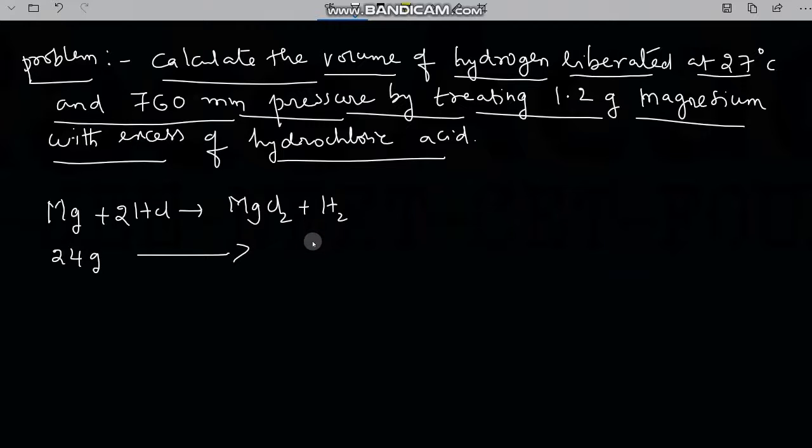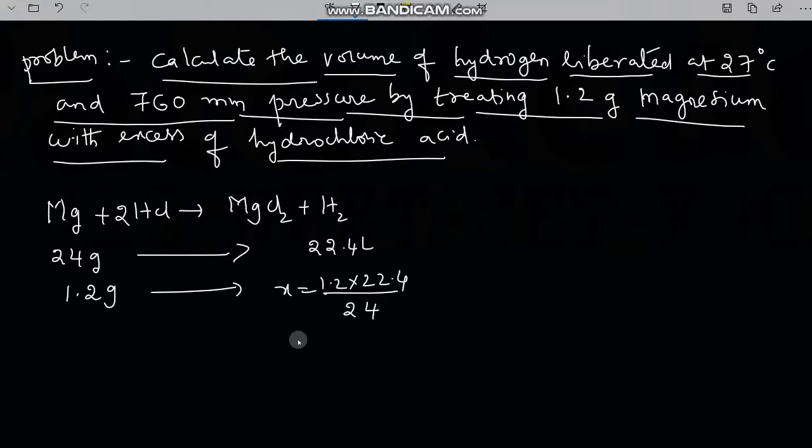From the equation it is very clear that 1 mole of magnesium, 24 grams, gives 22.4 liters of hydrogen at STP. But the mass given in the problem is magnesium 1.2 grams only. That means it will be 1.2 into 22.4 by 24. Upon simplification, we get 1.12 liters of hydrogen at STP condition. So this is the volume.